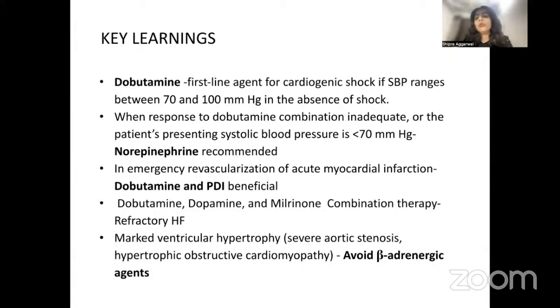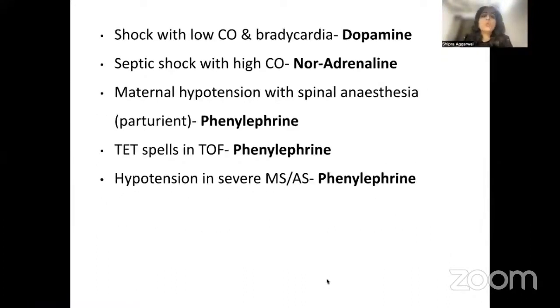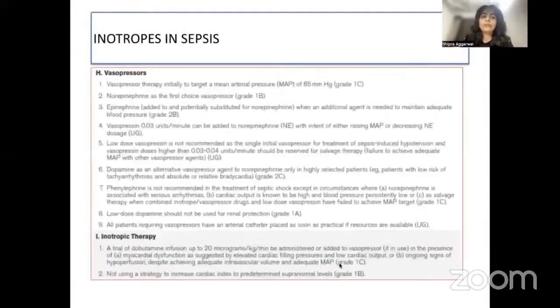Dobutamine, dopamine, and milrinone, either alone or in combination therapy, are useful drugs for refractory heart failure. In marked ventricular hypertrophies like severe aortic stenosis and HOCM, beta adrenergic agents should be used with caution because these can result in severe hypotension. Shock with low cardiac output and bradycardia will result in the use of dopamine because tachycardia is not a problem. In septic shock with high cardiac output, noradrenaline is the first choice of drug. Maternal hypotension with spinal anesthesia, dead spells and TOF, and hypotension in severe MS and AS are all treated by phenylephrine as a first line agent.